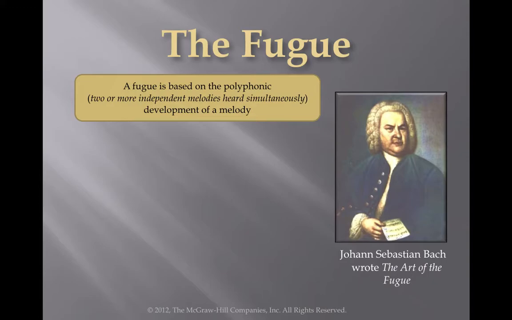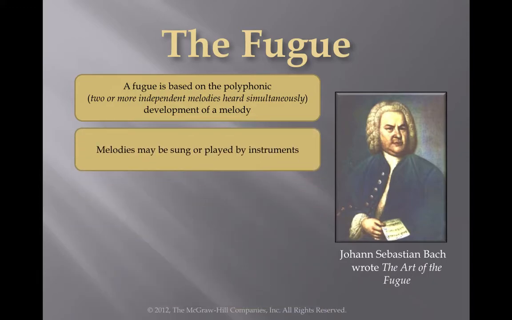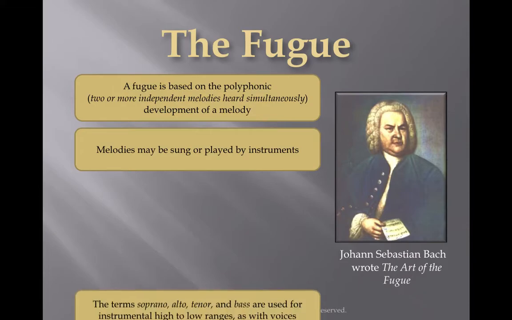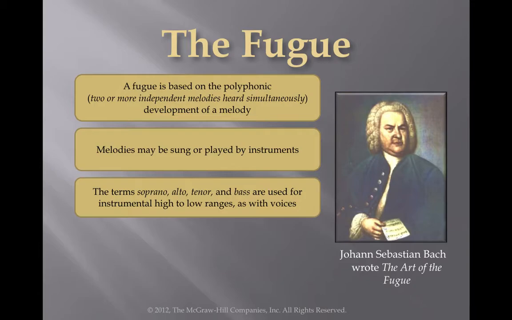So the fugue is one of the more important pieces of music that we will be talking about in this chapter, and it is based on the polyphonic development of a melody. A polyphonic texture is one of the more important aspects of this genre of music. The melodies may be played or sung depending on what the instrumentation is for the fugue. Generally speaking, we will be looking at keyboard fugues in particular.